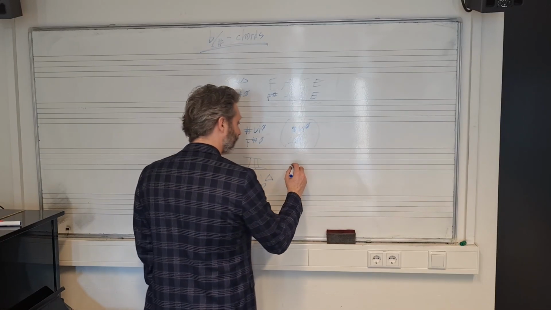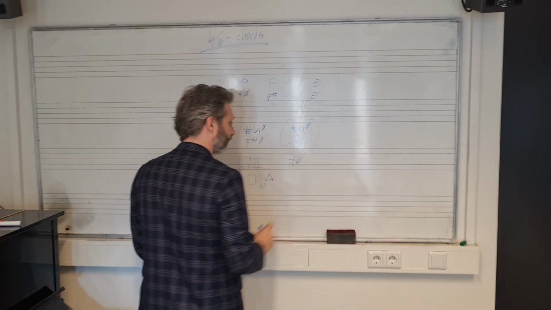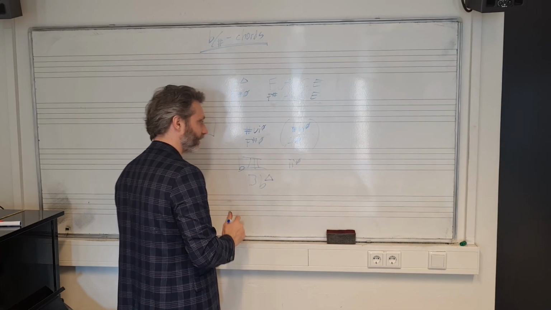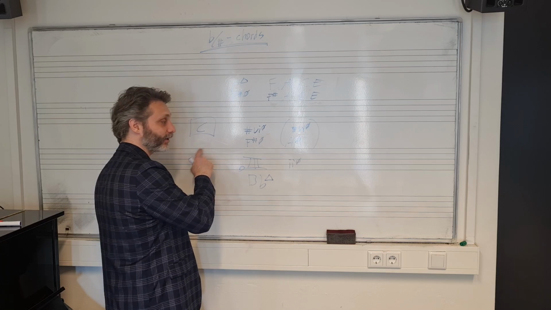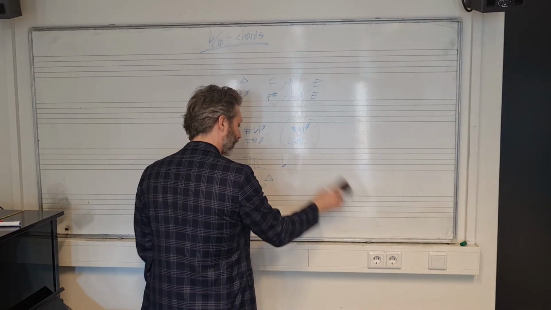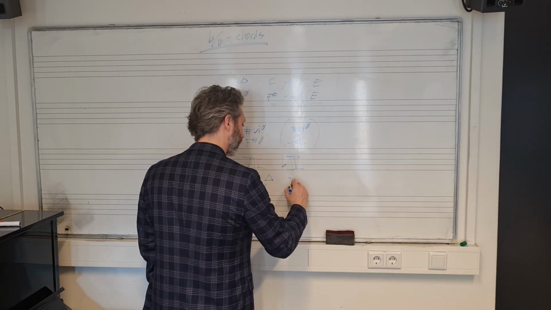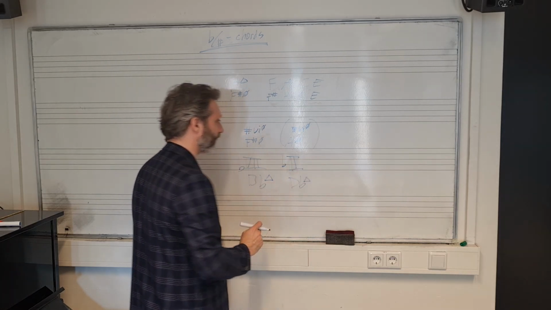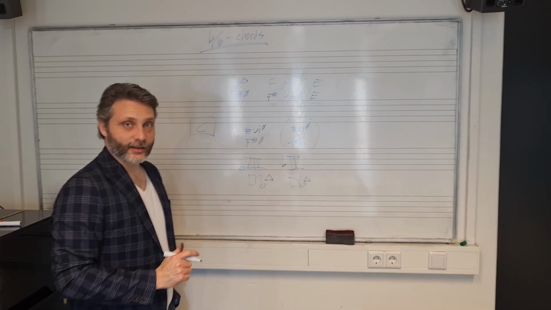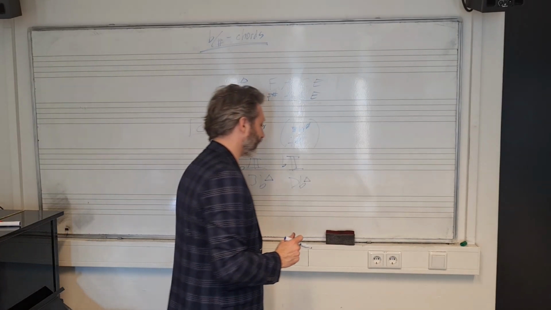We can also take the 2 minor, 2 half diminished in the key of C major, and lower that to make a flat 2, giving us D flat major 7. Okay, let's take a look at a couple examples here.